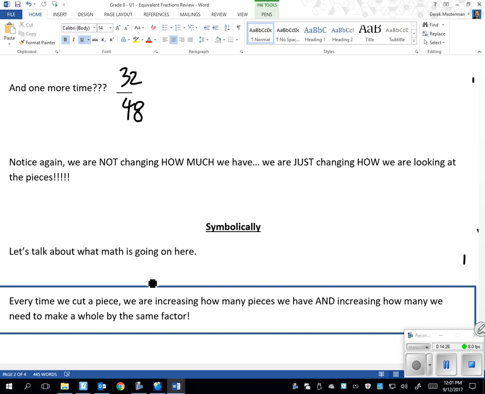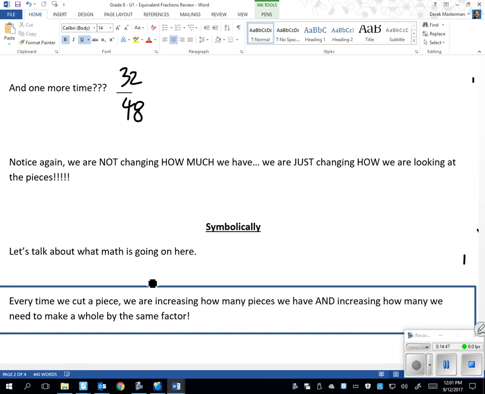If we do something with pictures like we did here just a little while ago, we call it pictorially, so that you can represent what's going on using pictures. Okay? Concrete, pictures, and then using symbols. Symbols just means doing the math, using numbers.